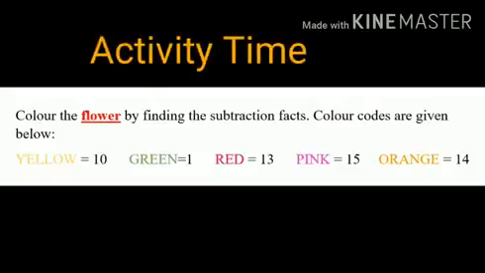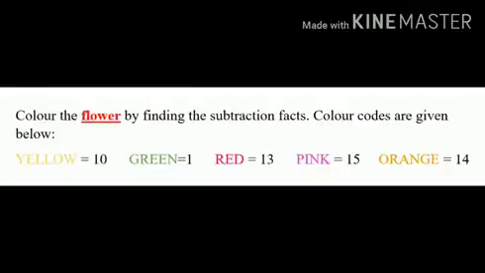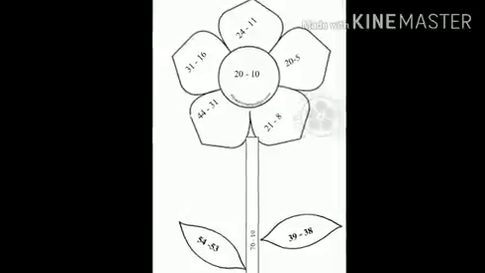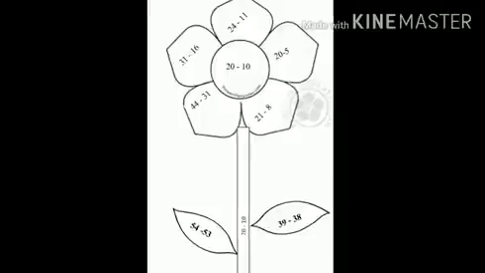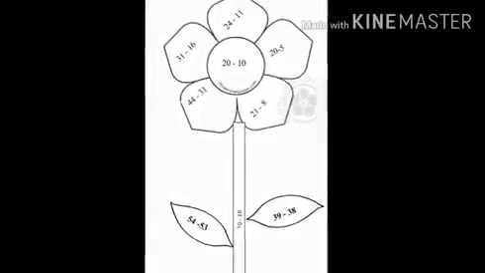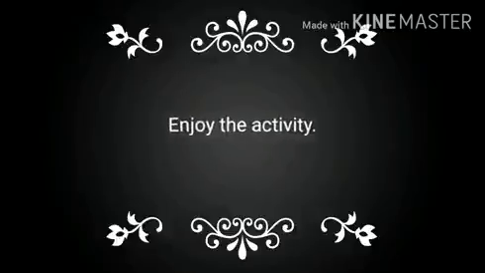Now there is a small coloring activity for you students. I know you all love coloring. You have to color the flower by finding the subtraction facts. In the flower, few subtraction sums are given. You have to first find the answer. If you find 10 as answer, you have to color that part yellow. If you find 1, you have to color part green. By following the color codes, you have to color this flower. You can draw this flower either in your activity notebook or on a A4 size paper.